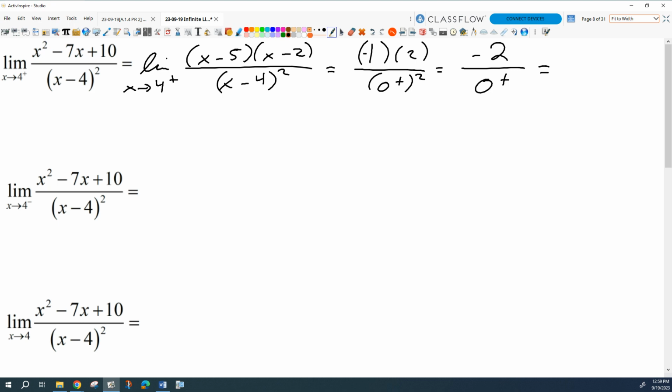Negative infinity. Agreed? I get infinity from the numbers, and then the signs give me a negative coefficient. Okay. Let's do the same thing on the bottom. We've already got it factored. The factor's the same, doesn't it?